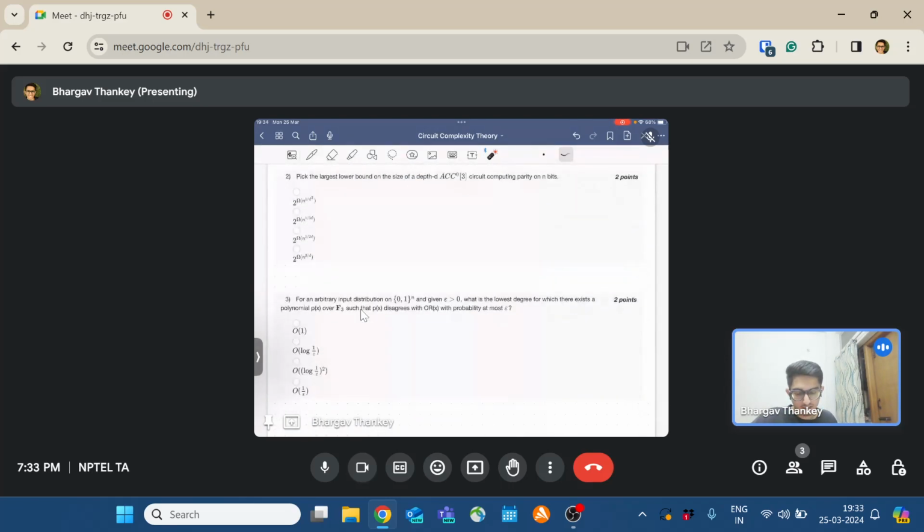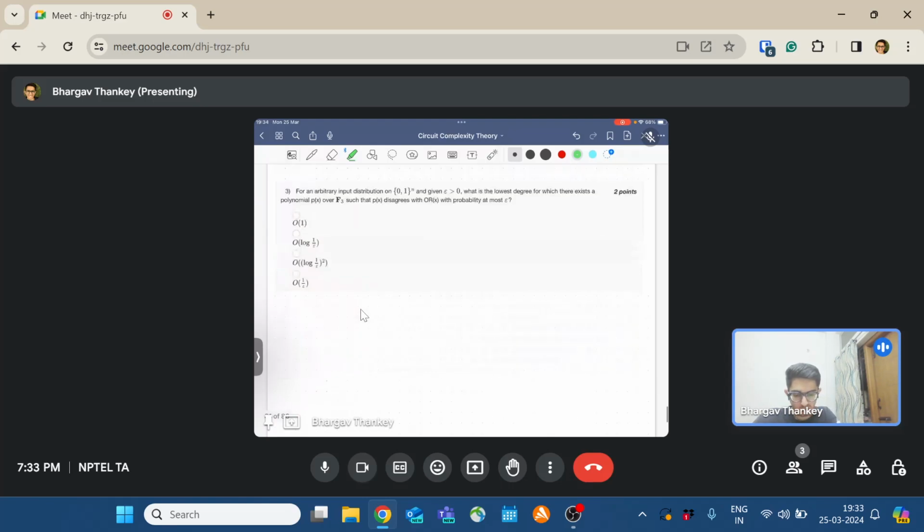So the next is: pick the largest lower bound on the size of a depth d ACC0[3] circuit computing parity on n bits. The options are 2 to the omega of n to the 1 over d squared, 2 to the omega of n to the 1 over 3d, 2 to the omega of n to the 1 over 2d, 2 to the omega of n over n, and 2 to the omega of n to the 3 over d. So which of these is correct? C. Yeah, it's C.